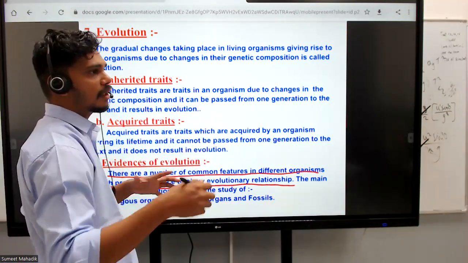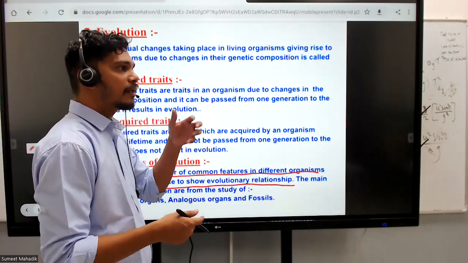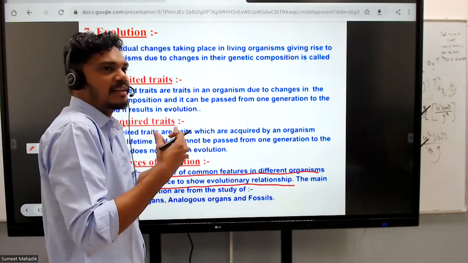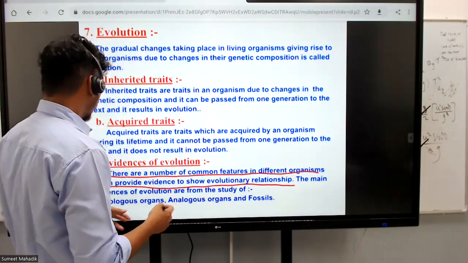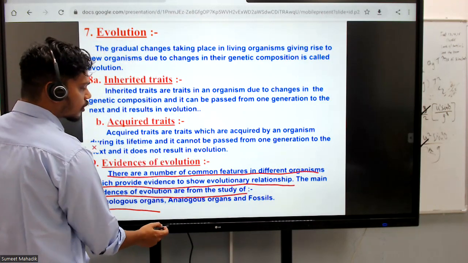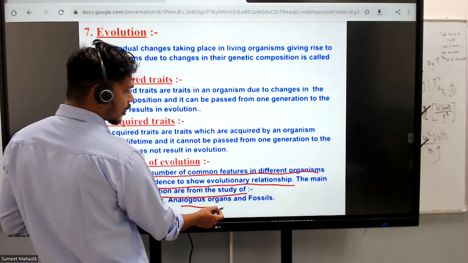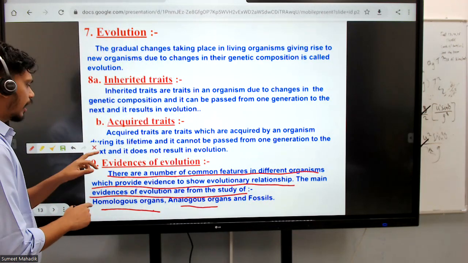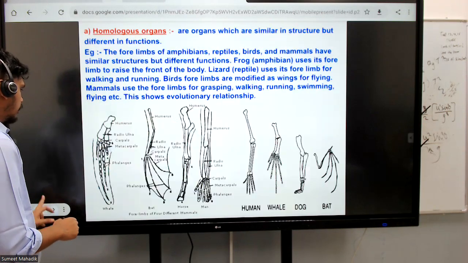Because almost all animals have mostly the same origin. We can say that, but we need to find the origin. Okay, the main evidence of evolution comes from the study of homologous organs. What is homologous? Same. Analogous are different, and the fossils. So we are going to study homologous organs, analogous organs, and fossils. So what are they? Let's see here.